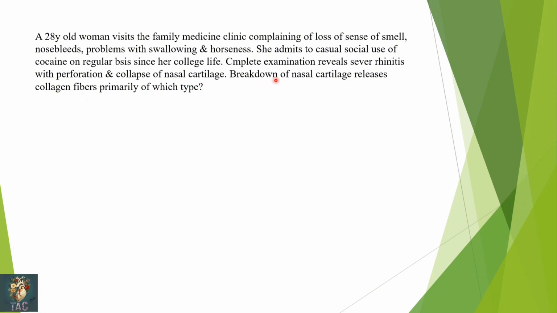So this is a simple question with a confusing scenario taken from the internal examination of a medical college, and just concentrate over here in the stem that the nasal cartilage is basically hyaline in nature, and hyaline cartilage is formed by type 2 collagen fiber. So this is the answer to the question.